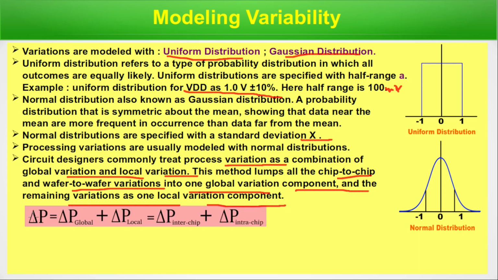We have mentioned there are global variation and local variation. So global variation and local variation, all variations are together. These are interchip and intrachip. We consider everything across the chip, random variation, everything is included there. So circuit designers actually lump all the chip to chip and wafer to wafer variation into one global variation component, and the remaining variation as one local variation component. And this way variation is modeled.